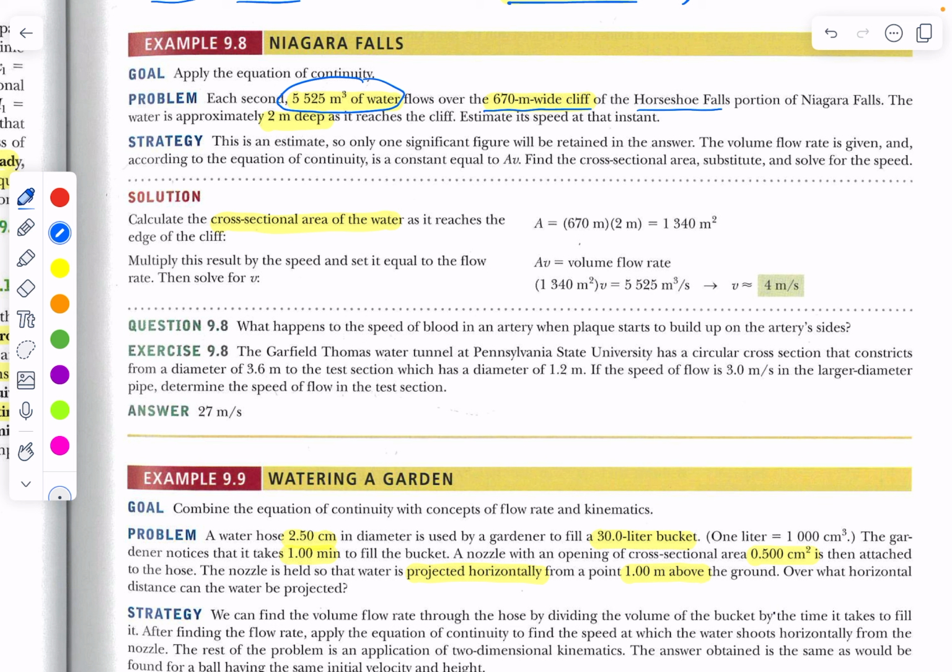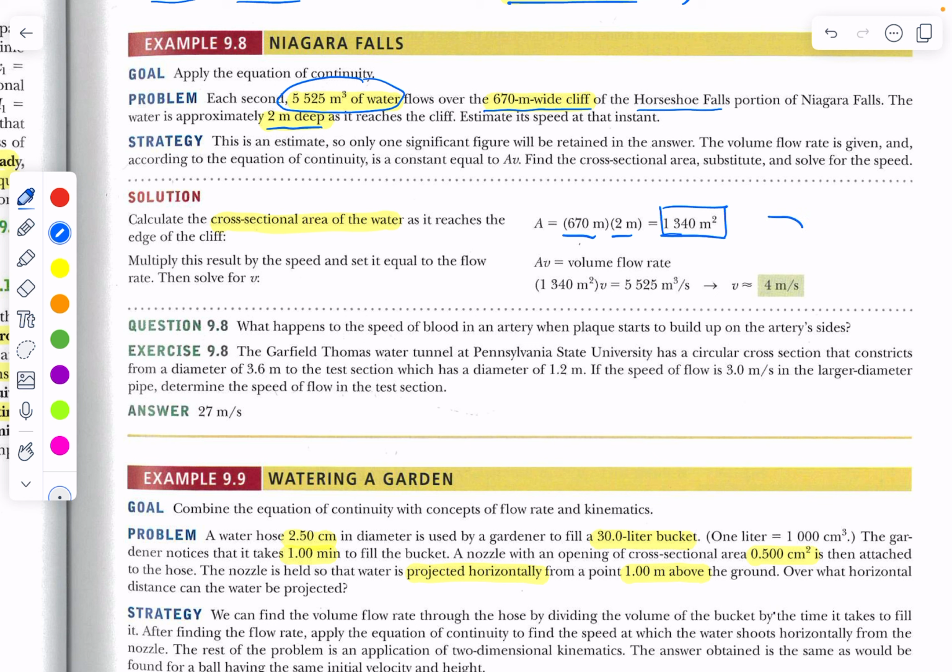And the water, when it goes over the edge, is only 2 meters deep, about my height, or I'm a little shorter than that. So we would say, what is the speed at the moment it's going to go over the cliff, go over the edge? And so we need to find the cross-sectional area of the water, and the cross-sectional area of the water is going to be the width times the depth. And this gives me the cross-sectional area.